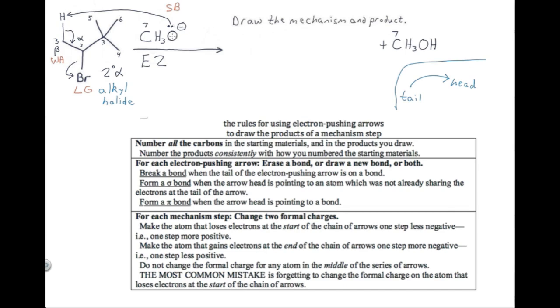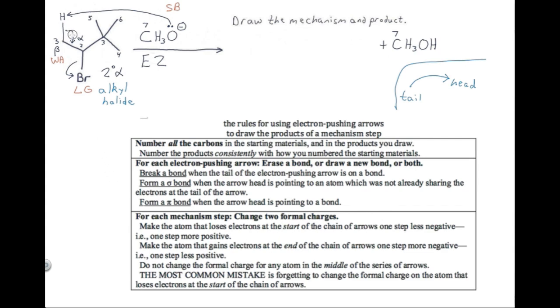Because this oxygen is at the beginning of the series of arrows, the oxygen is losing electrons. The oxygen started negative and it lost electrons, so it should become one step less negative, so we changed the formal charge on this oxygen from negative to neutral. For every mechanism step, you should make the atom that loses electrons at the start of the chain of arrows one step less negative.